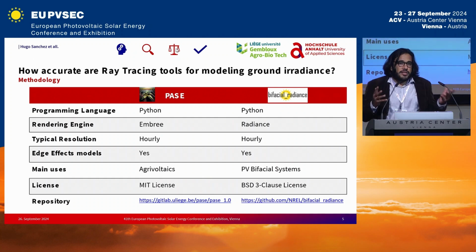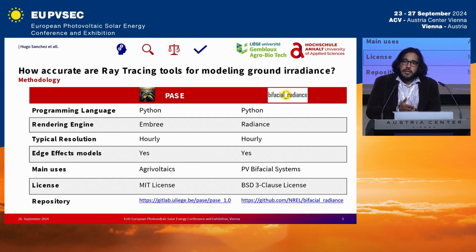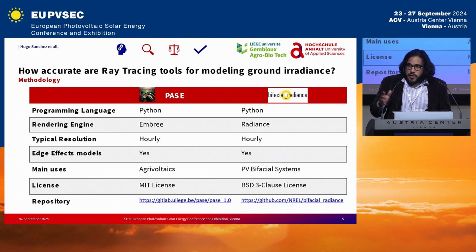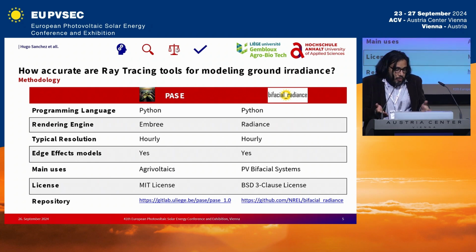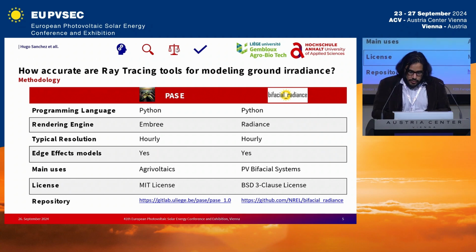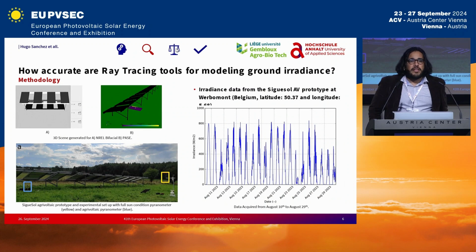And basically, they are quite similar. In this case, PACE, the Python agrivoltaics simulation environment, is well adapted for agrivoltaics. Bifacial irradiance is well used in terms of PV. Both of them are open source. The repositories are there, so this is what we take advantage of. So the first step that we make is just to try to make the validation.